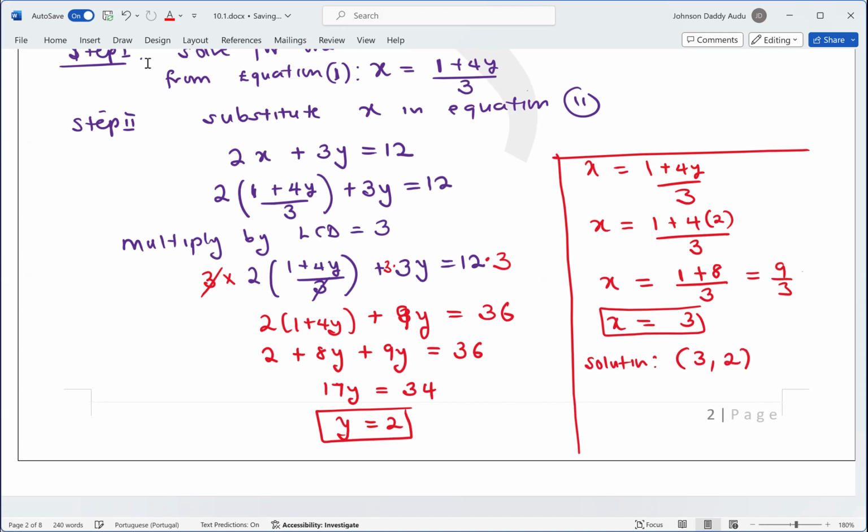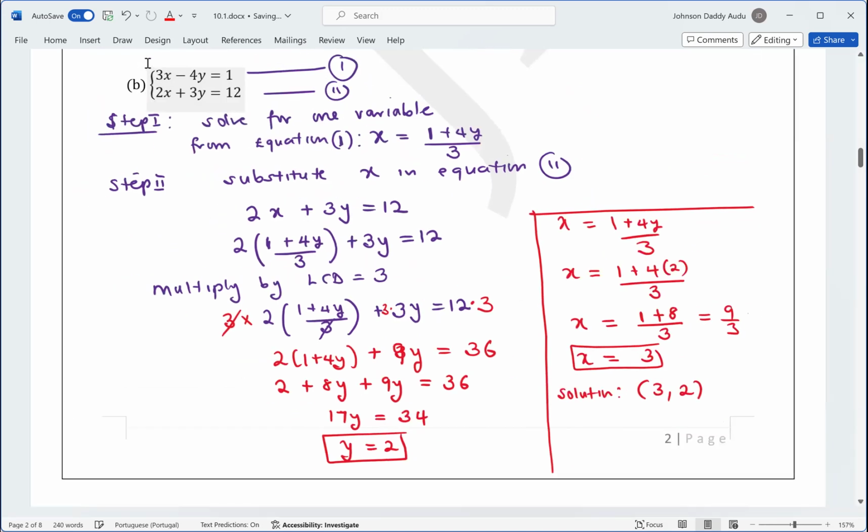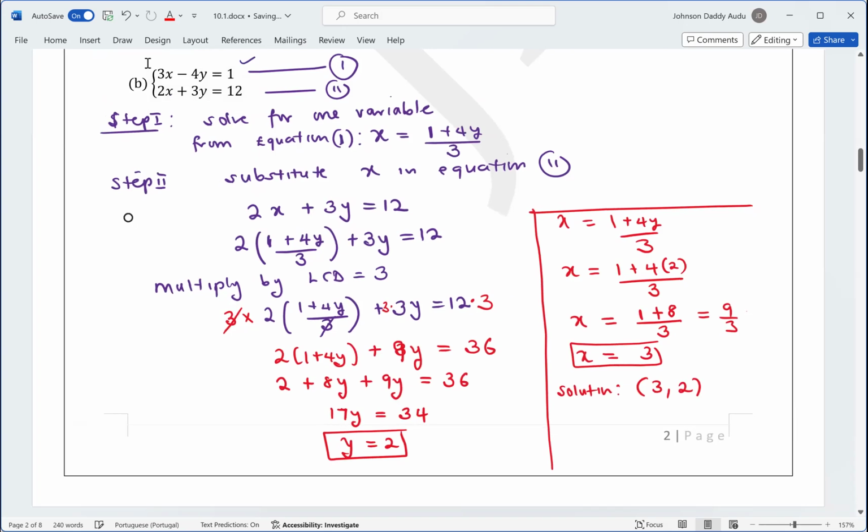2. And then you can also check, right? You can check in the equation. If you check with 3 and 2, 3 times 3 will be 9, yeah? And 9 minus 8 will be 1. So this is a good solution. You can check it with both equations and you'll be fine.